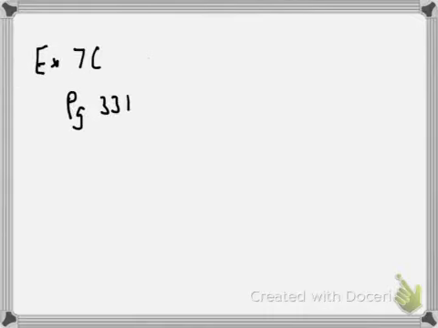Okay, this would enable you now to do exercise 7C on page 331. And fairly soon I'll show you how to do more complex ones using the chain rule. That's all for now.